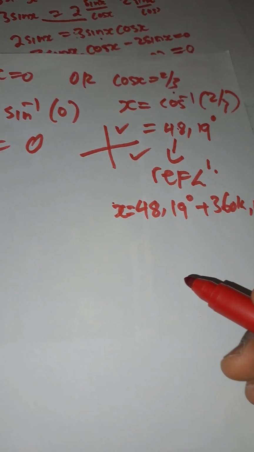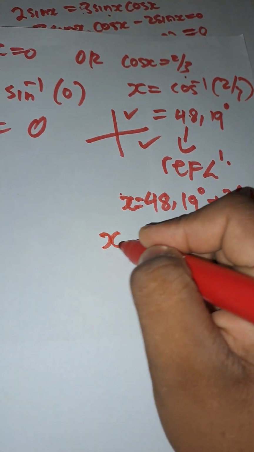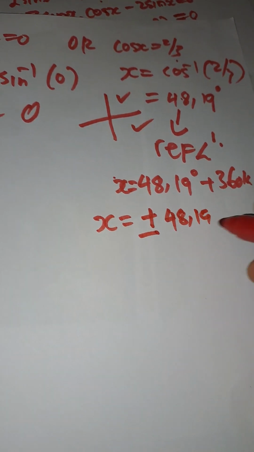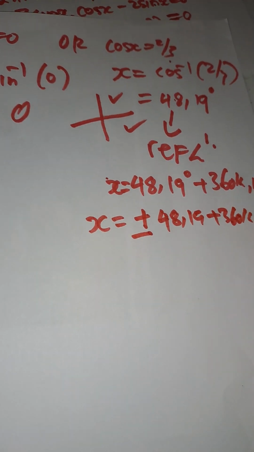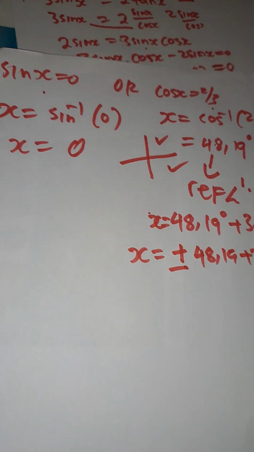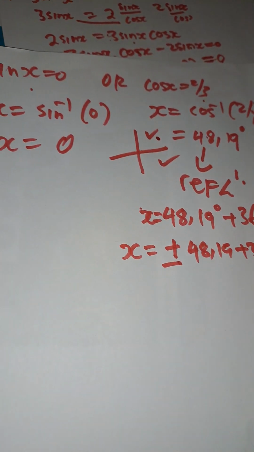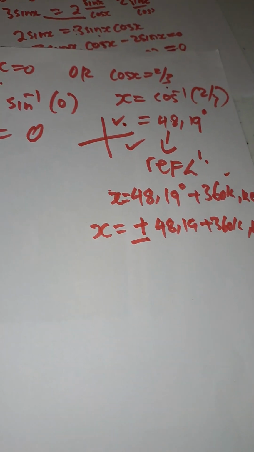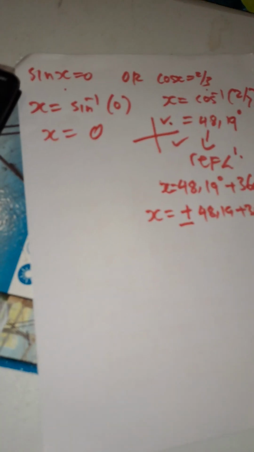To save time, you can simply say x is equal to plus or minus 48.19 plus 360k, k an element of integers. Because sometimes you'll say it is positive in the first quadrant, fourth quadrant, 360 minus this. No, save time. You are done like this. Okay, let's do the next example.